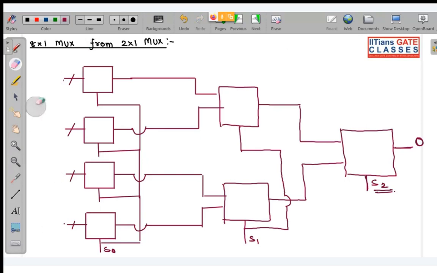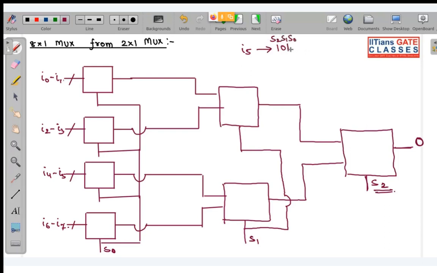So these are all 2x1 muxes. Here I will have I0, I1. Here I will have I2, I3. Here I will have I4, I5. Here I will have I6, I7. Okay. Suppose I want to select I5 to the output. So this corresponds to 101: selection line 2, selection line 1, selection line 0.